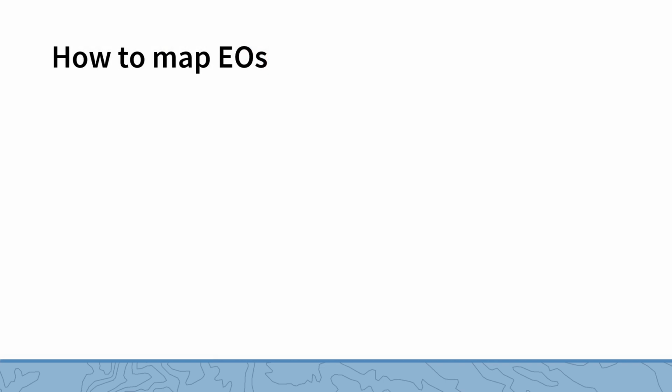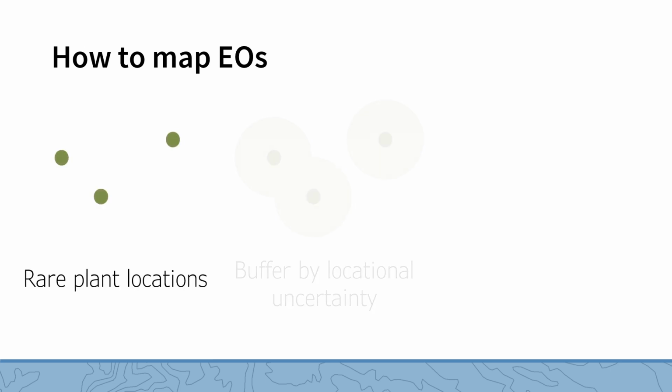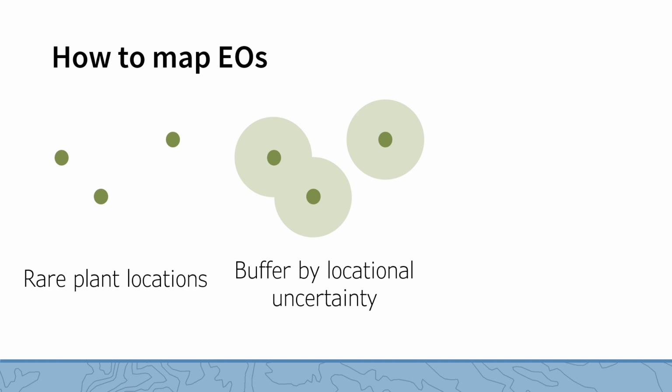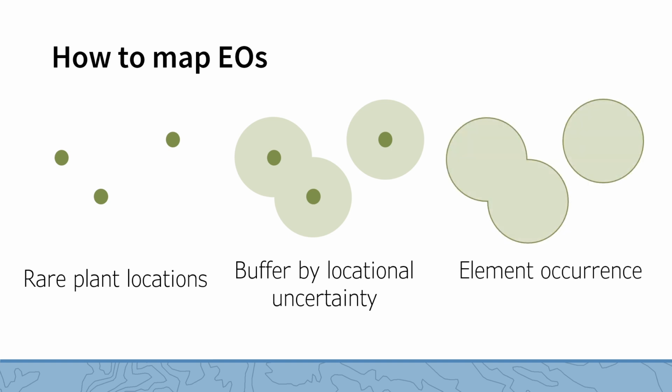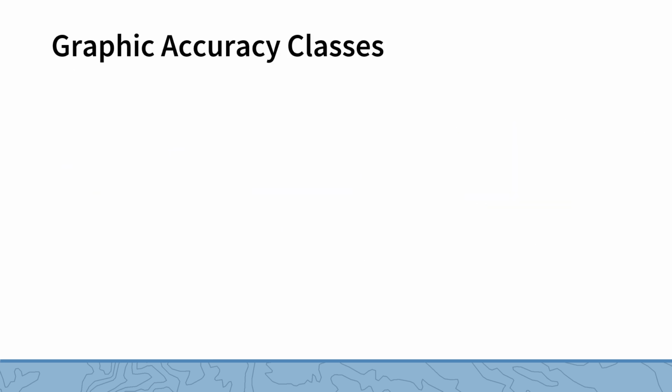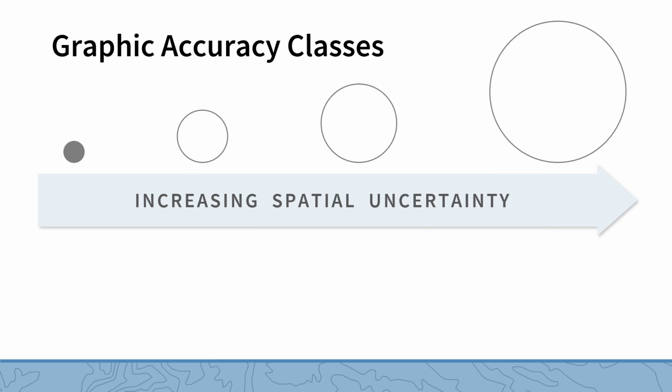So how do we map occurrences at CNDDB? We gather all the data we have for that species and buffer the information with a locational uncertainty. Our methodology dictates that when detections are more than a quarter mile apart, those should represent separate occurrences. We use different types of map features, called graphic accuracy classes, to represent occurrences. Since detections are buffered by some uncertainty, all occurrences are represented by map polygons in the CNDDB. We use standard circle sizes, which range from 80 meters up to 5 miles in radius.